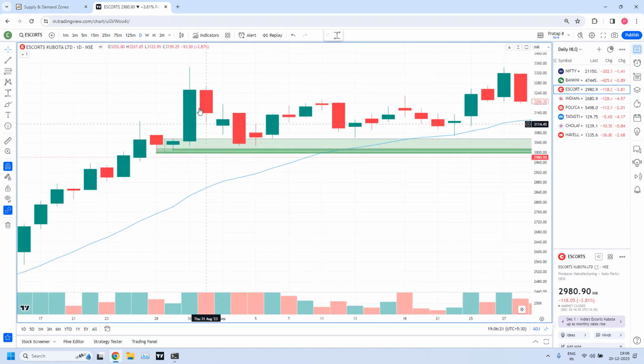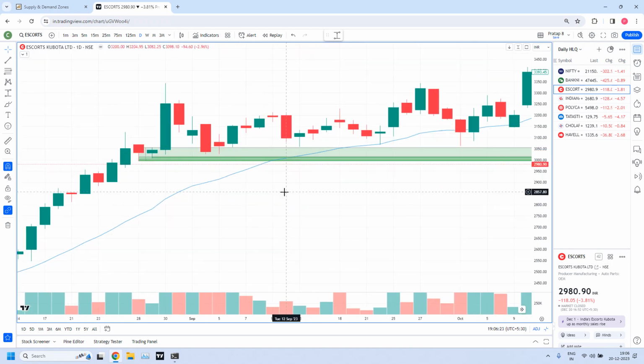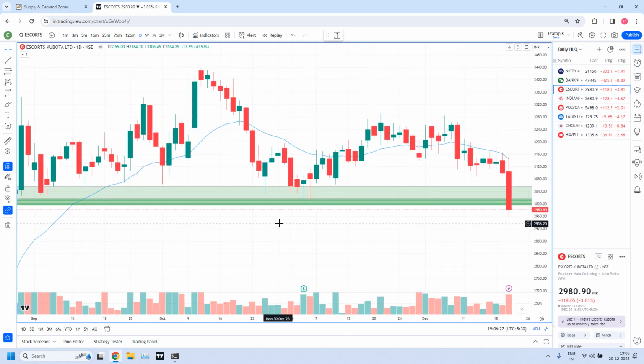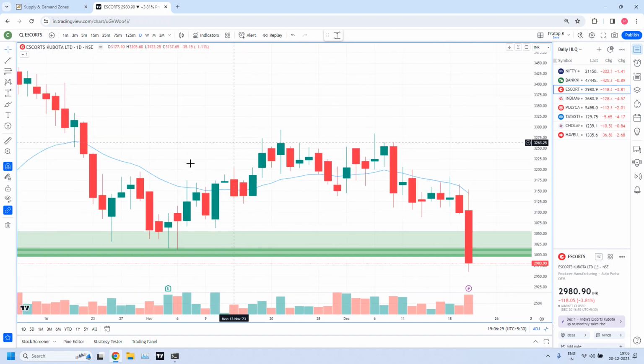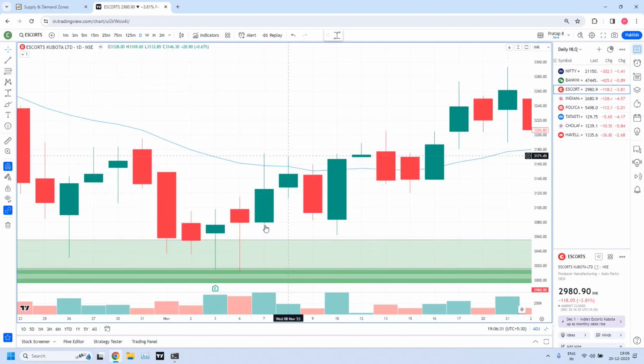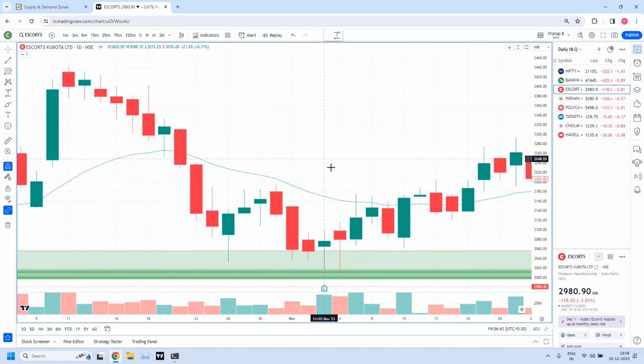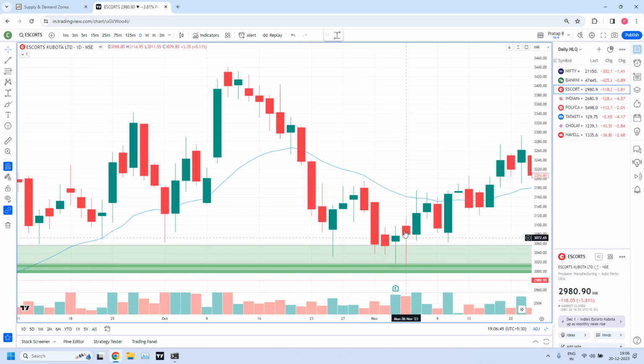We have a drop-base-rally. Previously we have fine tuned. We also got one successful trade earlier in this candle, probably on 6th November. We got this entry, stock near the zone, and after that it reached the 15 minutes target also. Probably this trade will be there in our Excel sheet.